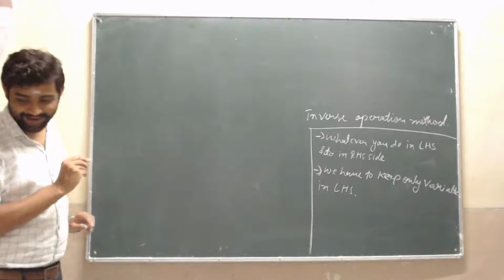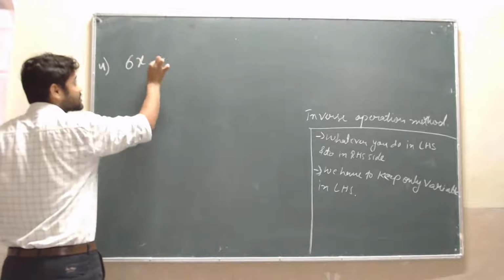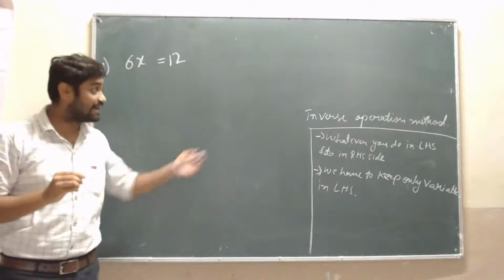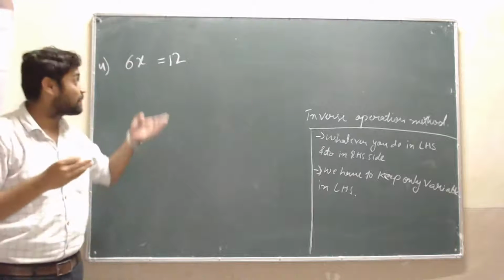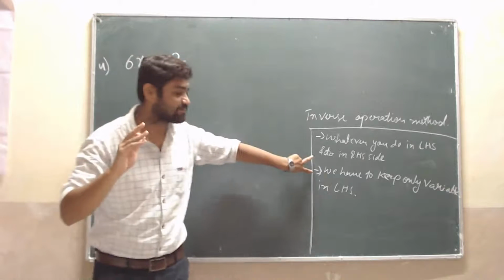6x. Okay, somewhat interesting, that is here. 6x is equal to 12. Then find out the value of x by inverse operation method. I will explain the transpose method tomorrow, don't worry. Okay, by inverse operation method. In the inverse operation method, you must keep two concepts in mind.